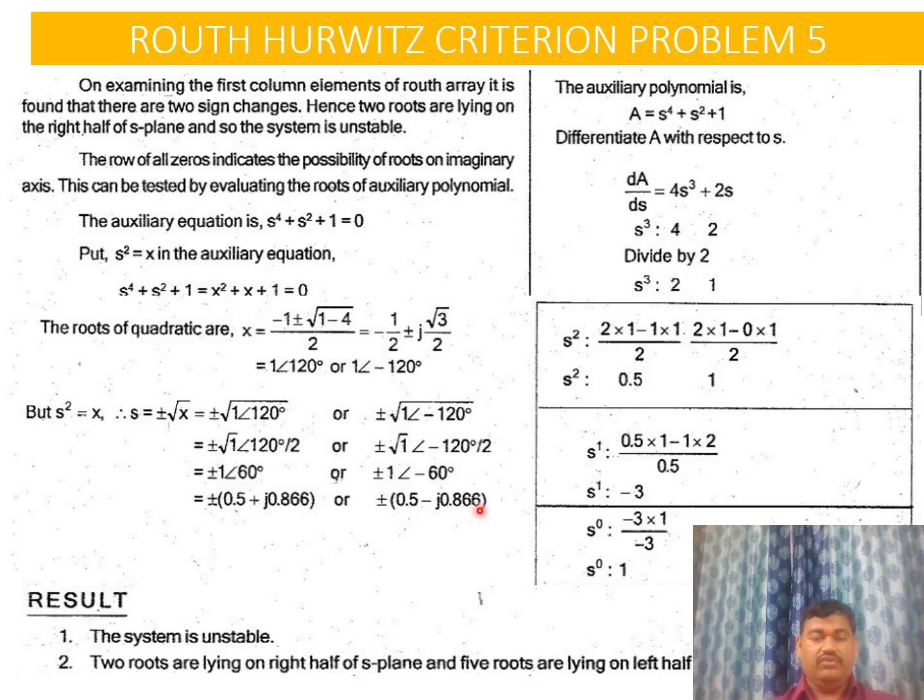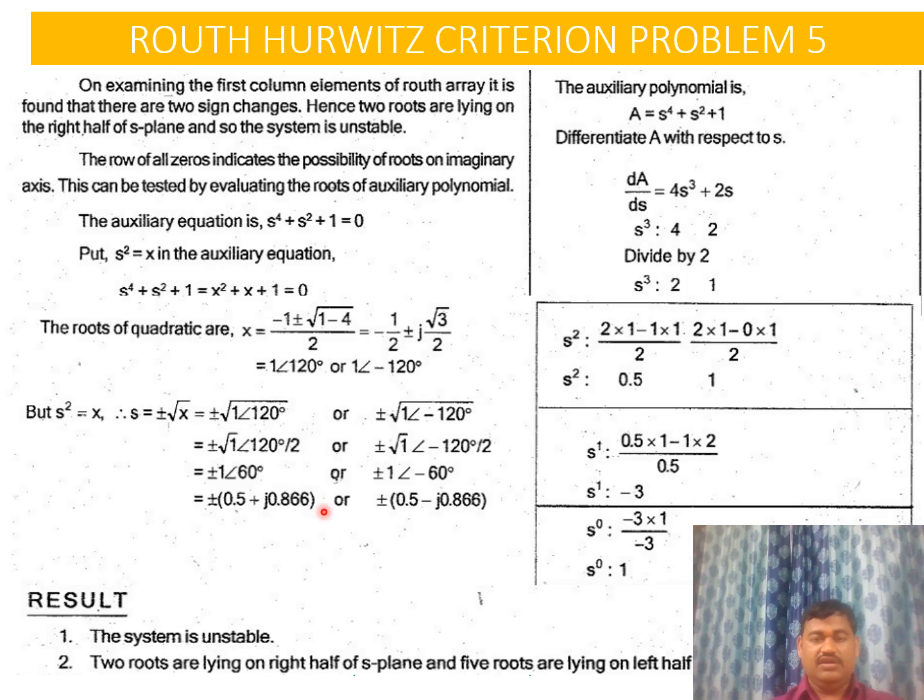0.866. So out of 7 roots, if you plot here, considering 0.5 plus j 0.866 falls on right half of S plane. Similarly here plus 0.5 minus j 0.866 falls on right half of S plane. If you use minus 0.5 plus j 0.866, it is getting on left half of S plane. Similarly minus 0.5 minus j 0.866 falls on left half of S plane. So anyhow, 2 roots lie on right half of S plane. Of the total 7 roots, the remaining 5 roots lie on left half of S plane.